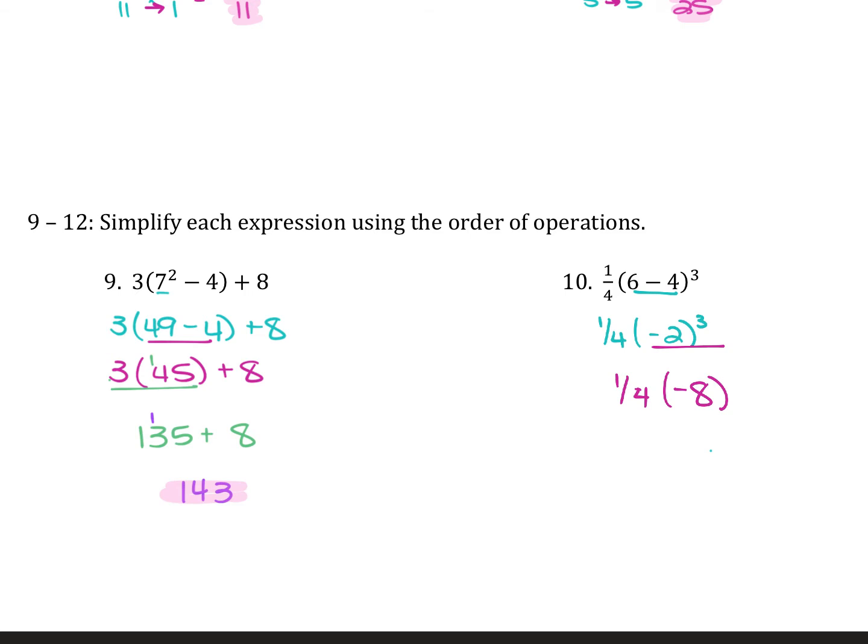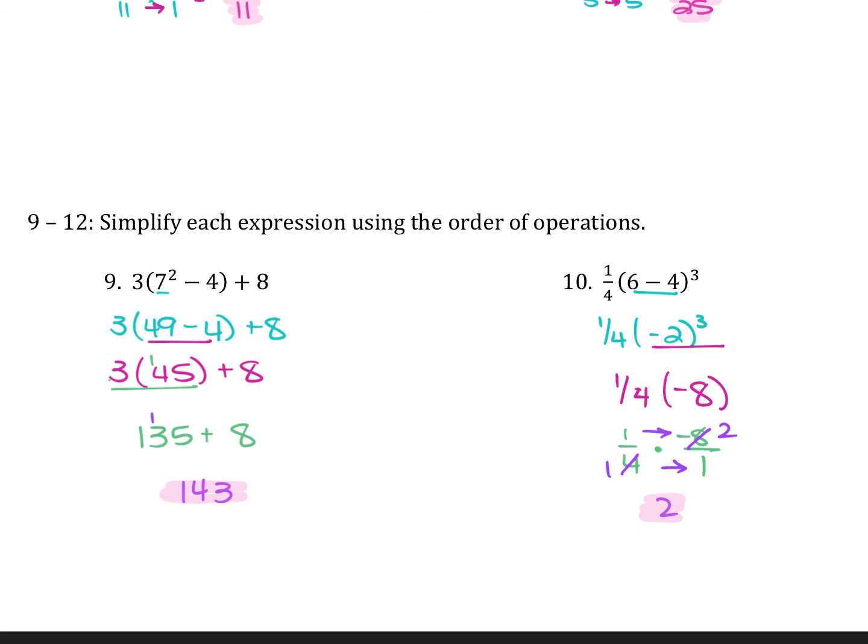That 8 is the same thing as 8 over 1. So you're doing 1/4 times 8 over 1. If you want to cross simplify first, you can. The 4 and the 8 share a common factor of 4. So 4 divided by 4 is 1. 8 divided by 4 is 2. Multiply straight across, and that just gives you 2 over 1, or 2.